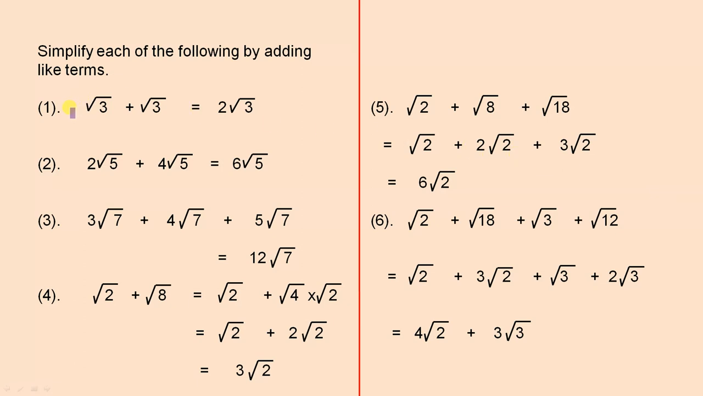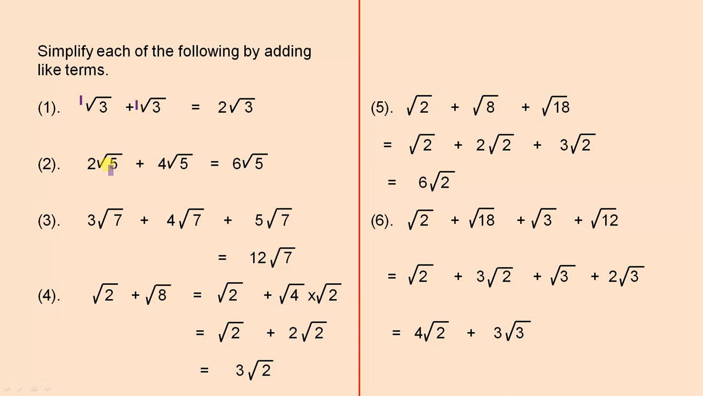In the first example, we have to add the square root of 3 plus the square root of 3. Now, because the numbers under the square root sign are the same, these two are like terms. So we have 1 the square root of 3 plus 1 the square root of 3. That gives us 2 the square root of 3. Of course, these are 1's outside here, but we don't have to write them in.